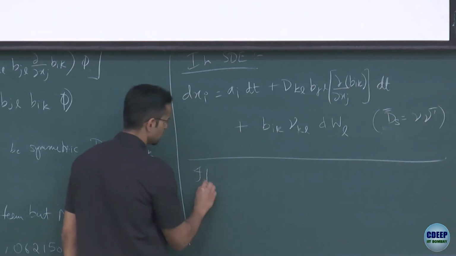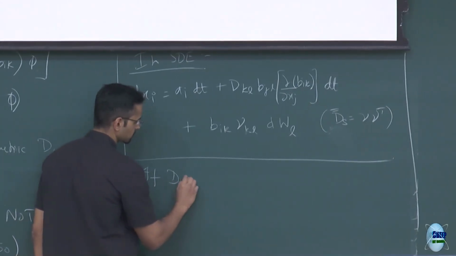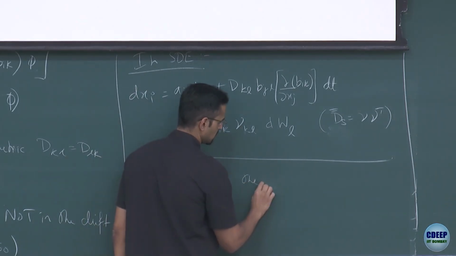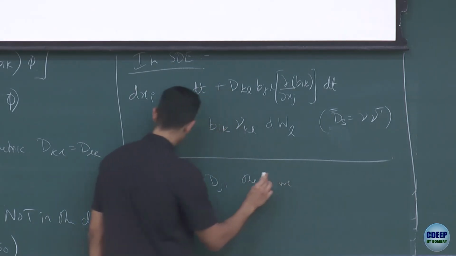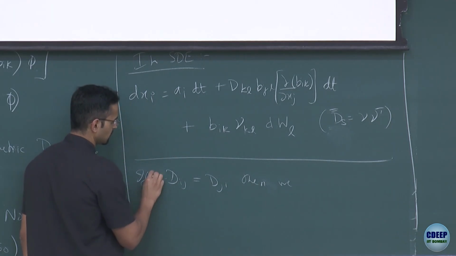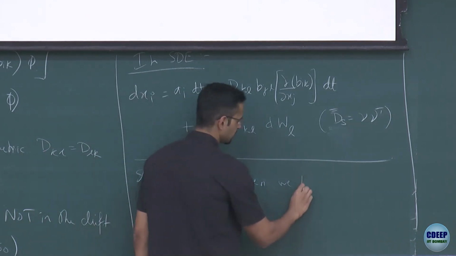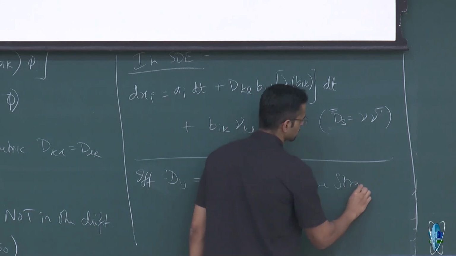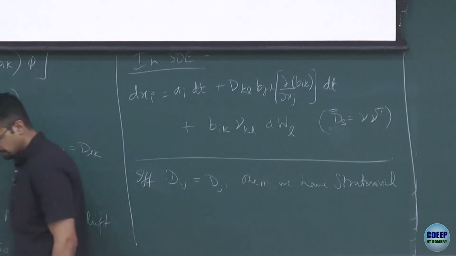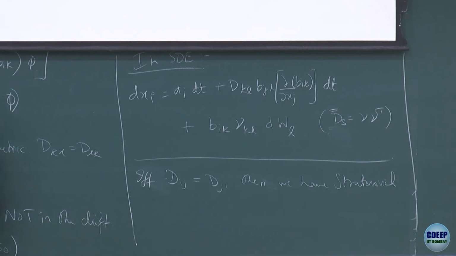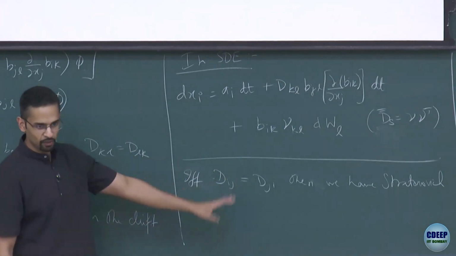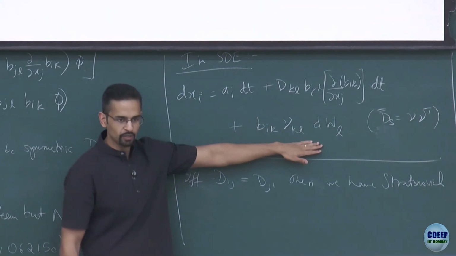So if and only if D is symmetric, then we will have Stratonovich. The reason to see this is, again, to summarize, not difficult. If you extend the 1D derivation to multi-dimensions, you get the same final Ito equation.